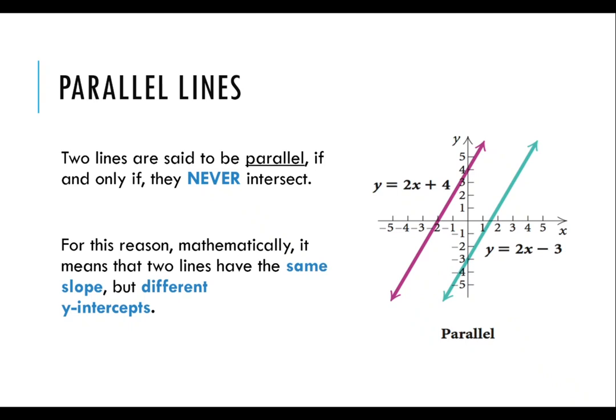You could also say that the slope has to be the same and their y-intercepts have to be different. Now the reason is that if we define parallel lines to be two lines that never intersect, if they're ever the same line, even though they have the same slope, well, they can't be parallel.